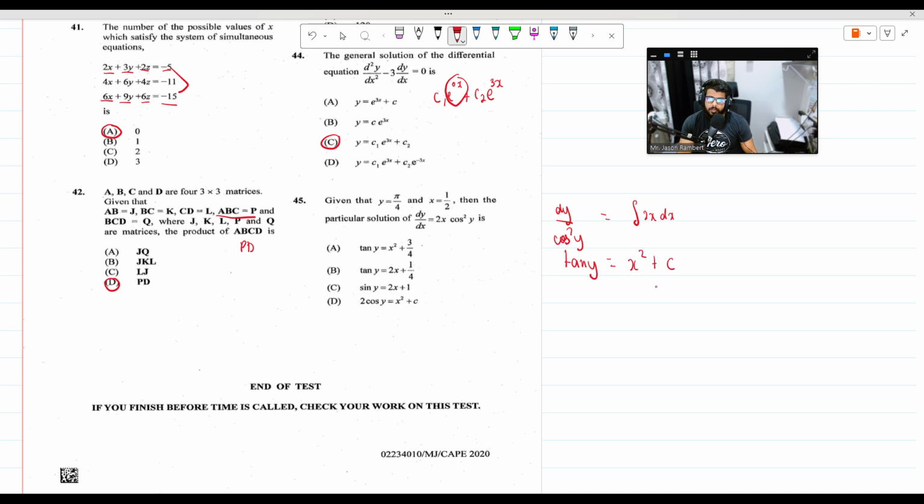When y is pi on 4, tan of pi on 4 is 1. When x is equal to a half, x squared is a quarter. 1 minus a quarter is 3/4. So c is equal to 3/4. So A will be the only answer for this one here. And that's it for 2020.